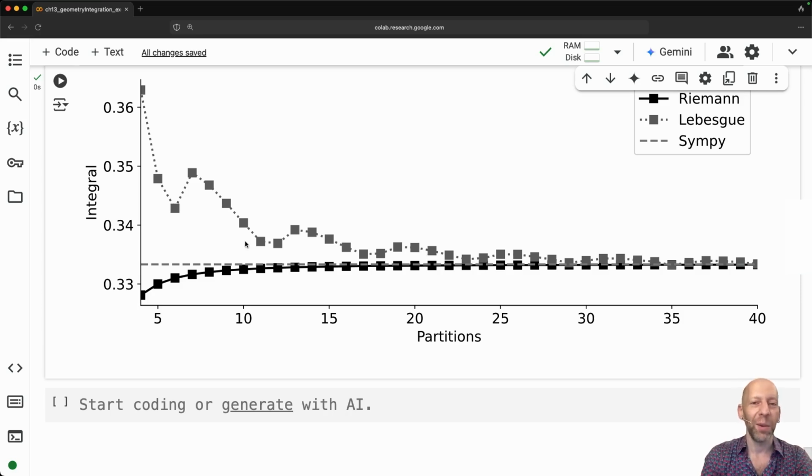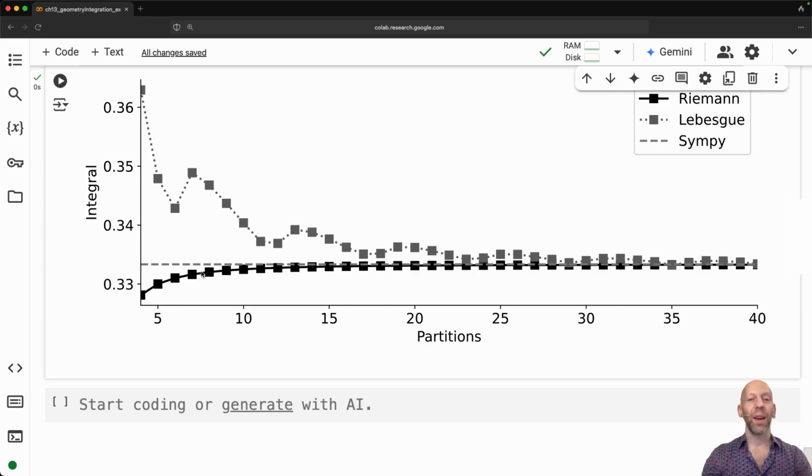Now, you might be wondering why we even bother with this Lebesgue approximation. It's less accurate. It involves more code. It's weirder. It's harder to understand. So the answer to that question is basically you should always prefer the Riemann sum when possible. The Riemann sum is great. It works extremely well. It's accurate.